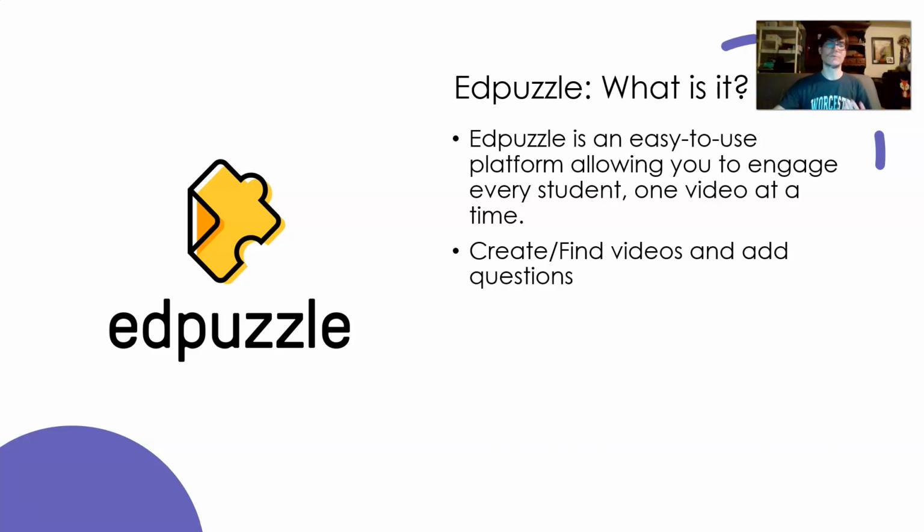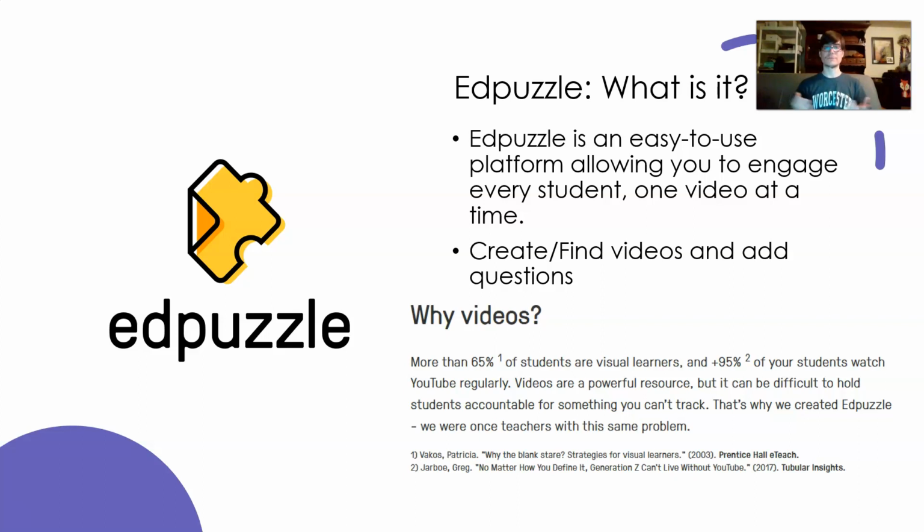And why is it so important to have videos when we're teaching? Well, if you go on Edpuzzle's website, they did some research, and it was found that 65% of students are visual learners. And so having these videos is important because it helps students learn visually. It has also been found that 95% or more of your students watch YouTube regularly. It's a very well-known platform. And so videos are a very powerful resource for teaching.